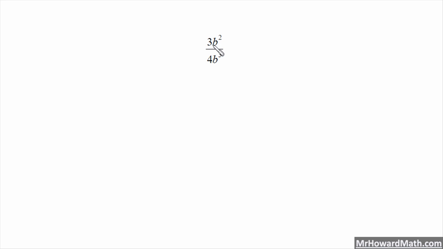Alright, we have another example, 3b squared over 4b cubed. So we divide the numbers as we normally would. 3 divided by 4 is just 3/4. Can't do any more than that.